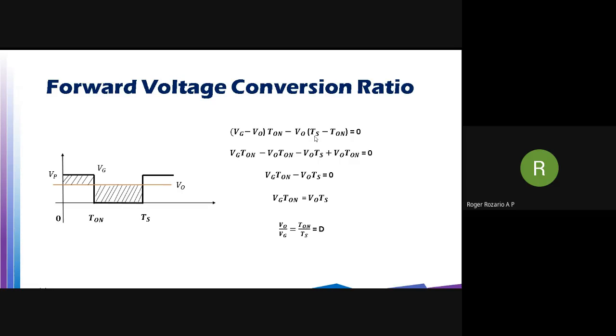The off time is written as Ts minus Ton. Ts is the switching period. If you subtract the on time, it is Ts minus Ton. So the volt-second balance equation is (Vg minus V0) times Ton minus V0 times (Ts minus Ton) equal to 0. When you simplify this, you get V0 by Vg equal to Ton by Ts, which is equal to the duty cycle. Otherwise, I can say the output voltage of the DC-DC converter is equal to the duty cycle multiplied by the input voltage Vg. V0 is equal to D into Vg.